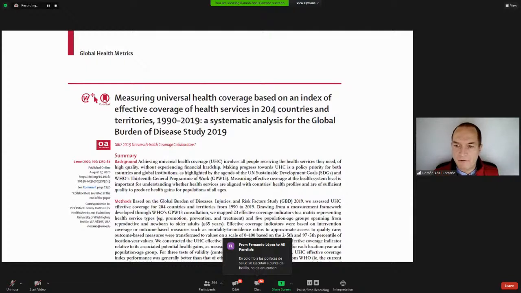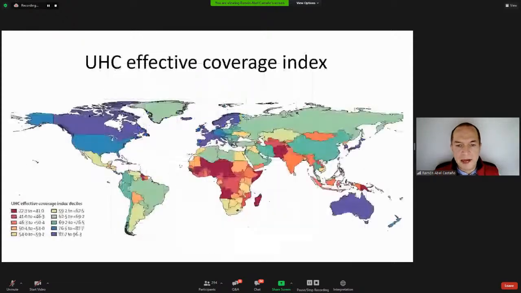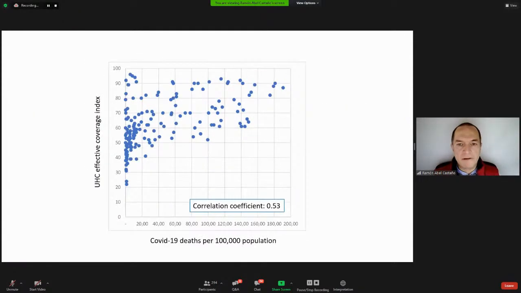universal health coverage effect on effective coverage, which means: when people need healthcare, do they actually receive the care they needed? They used an indicator of avoidable deaths, meaning how high or low the proportion of avoidable deaths is, given that the individual had certain diseases or medical conditions. And here we see a very similar correlation with COVID-19 deaths per 100,000 population.